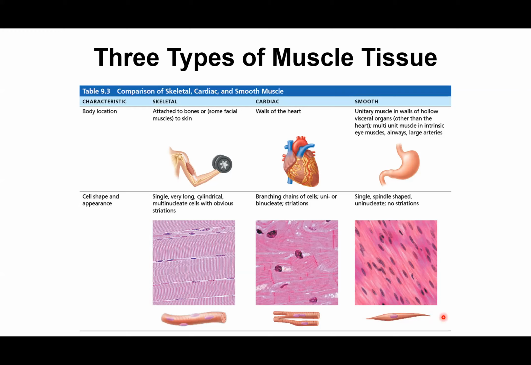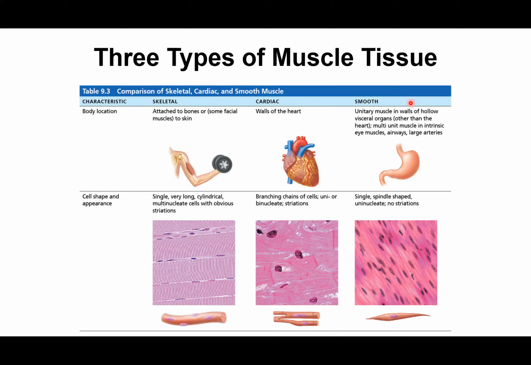So you might find smooth muscle, like I said, in your arteries. You would find it along the GI tract, in the bladder, to some extent in the alimentary canal as well, in the airways.